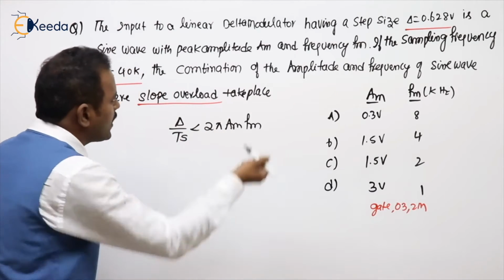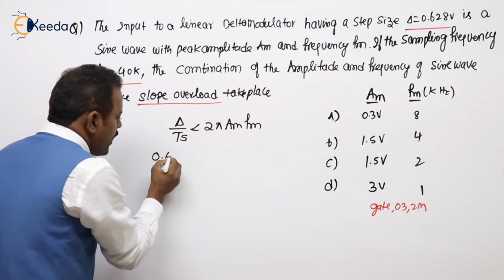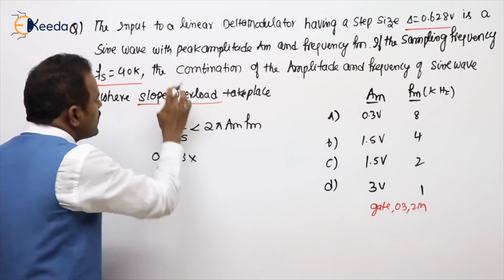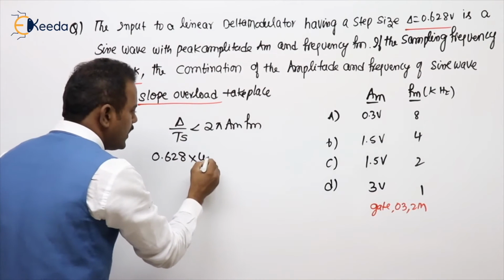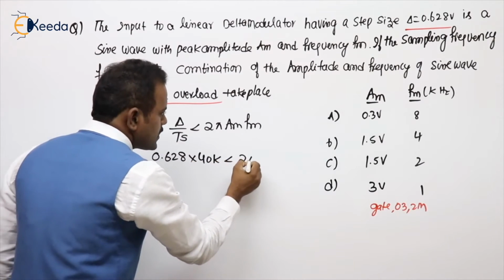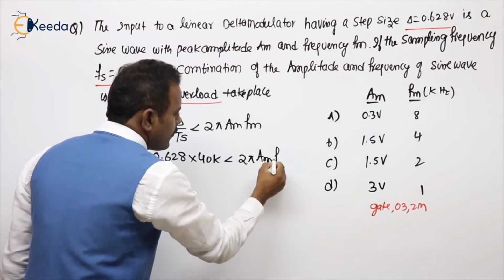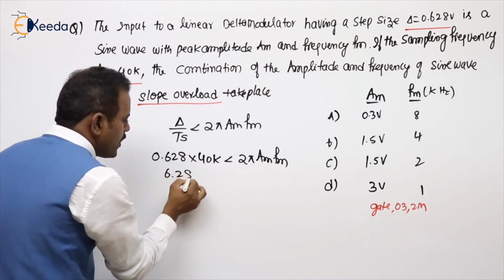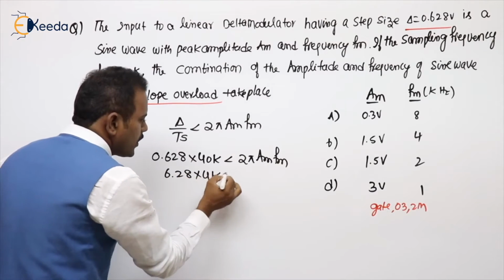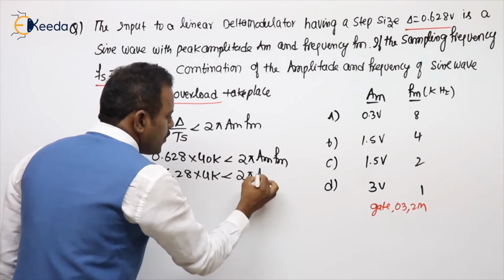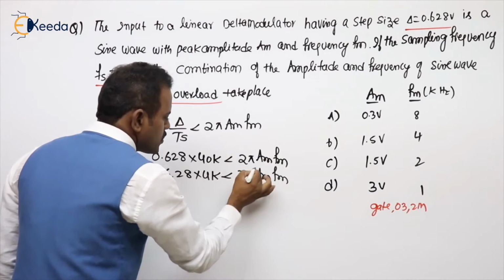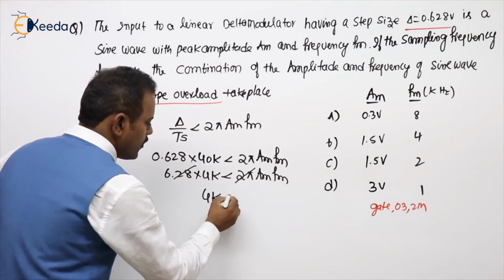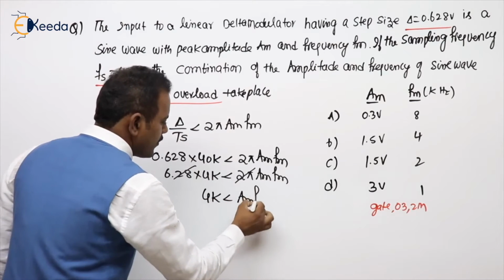What is the delta value given, sir? 0.628 into 1 by Ts, which will be Fs. What is the Fs given? 40K is less than 2 pi AM FM. For delta, put 0.628, so 6.28 into 4K should be less than 2 pi AM FM. So 2 pi and 6.28 cancel. Remaining is 4K is less than AM FM.